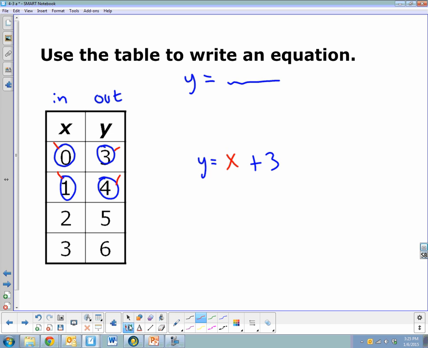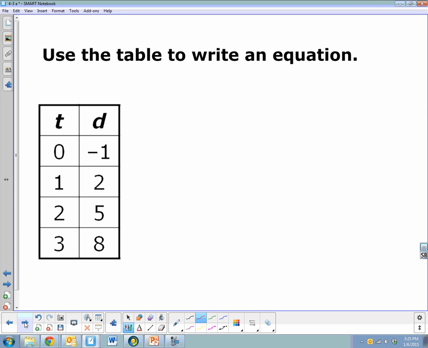Sorry, 2 goes in. We want 5 to come out. So if I put 2 in, 2 goes in for x. 2 plus 3, I get 5. Perfect. And of course, same thing for the last one. If you plug in 3 plus 3, you'll get 6. So our equation for this table is y equals x plus 3.